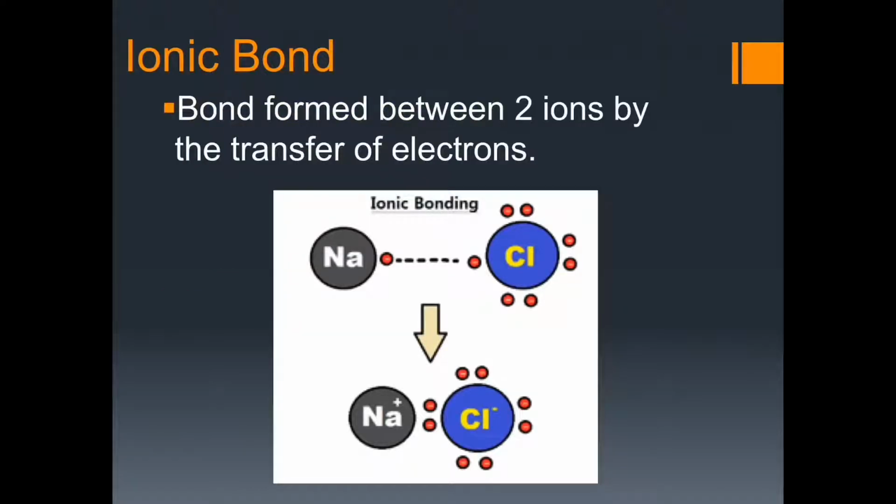The first bond we're going to talk about is ionic bonds. This is a bond that forms between 2 ions by transferring electrons, by one giving one up. This was the case with the lithium and the fluorine, where the lithium gave away 1 of its electrons. And in this picture, you can see that sodium is giving its electron to chlorine, which then causes sodium to be positive and chlorine to be negative.